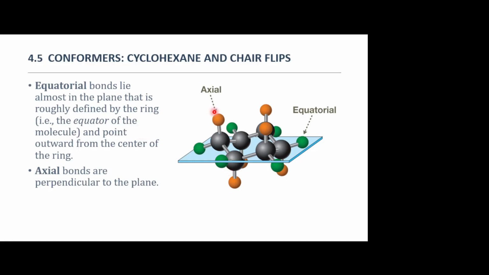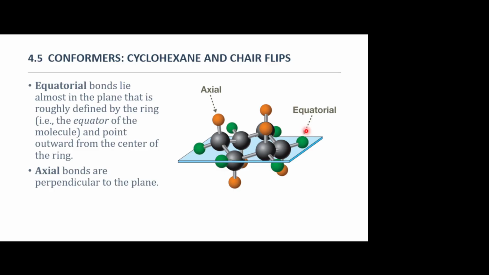Can everybody see it okay? The green and orange? So the green ones jut out into the plane, and so they're equatorial. The orange ones jut out up above the plane, perpendicular to it, and so those are axial. As in like axis, right? Jutting out away from the plane. Equatorial like equatorial and planet.